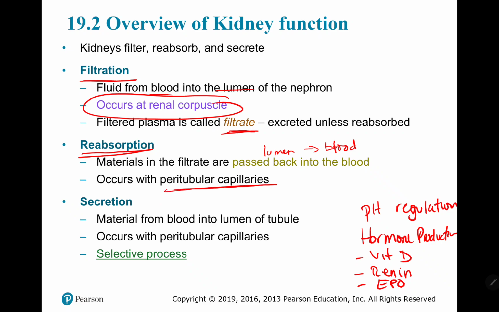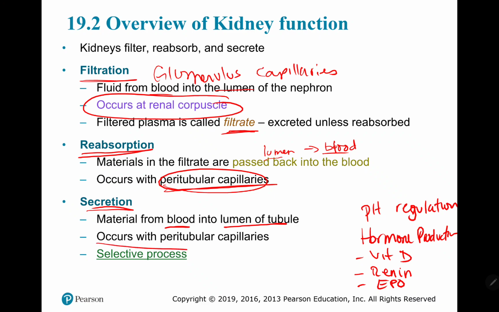So, again, only filtration happens within that glomerulus capillary. But the reabsorption and the secretion, that's going to happen along those peritubular capillaries, okay? And again, reabsorption is you're passing those materials back from the lumen back into the blood. And secretion is a selective process, but this is where we're moving materials from the blood into the lumen of the tubule. So it's basically in the same direction as filtration. Again, it's going to occur along those peritubular capillaries, okay?